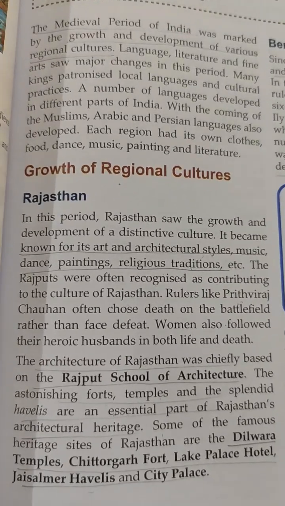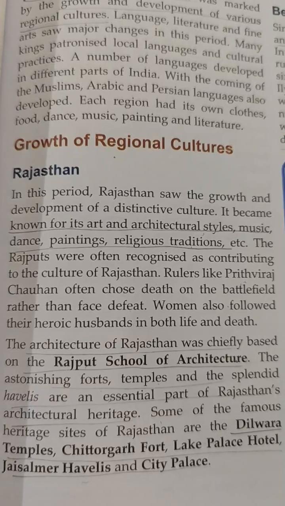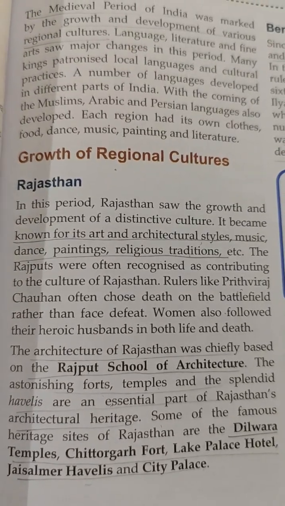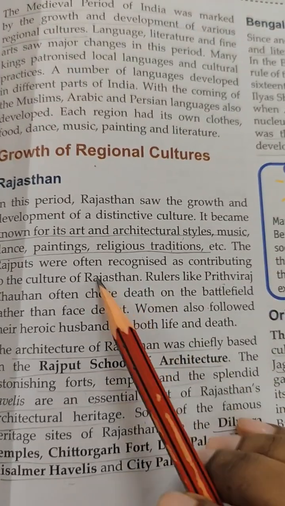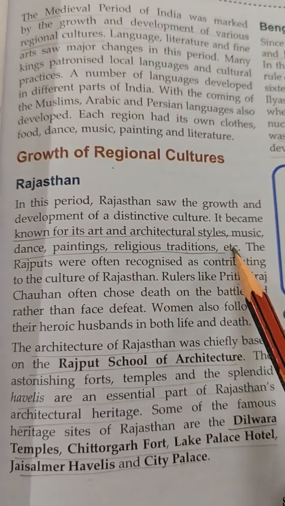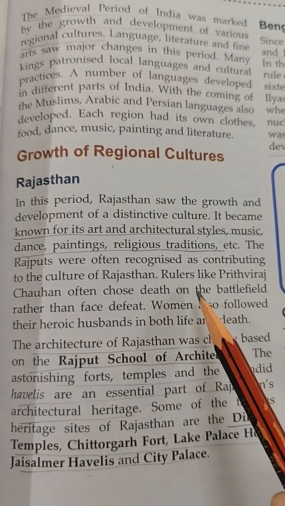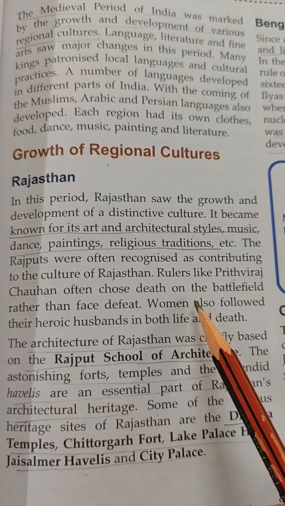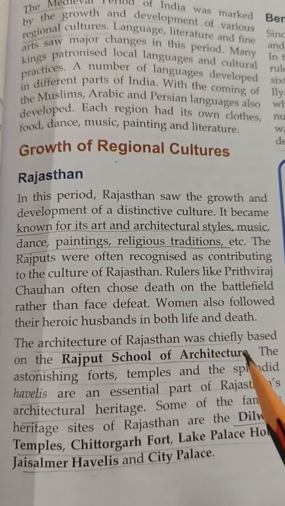Now first we'll start with the culture of Rajasthan. It has a very distinctive type of culture, and the main development was made in architectural styles, music, dance, paintings and religious traditions. Even the rulers of Rajasthan, one of the famous rulers, the Chauhan ruler Prithvi Raj Chauhan, also contributed a lot to the development of culture there.